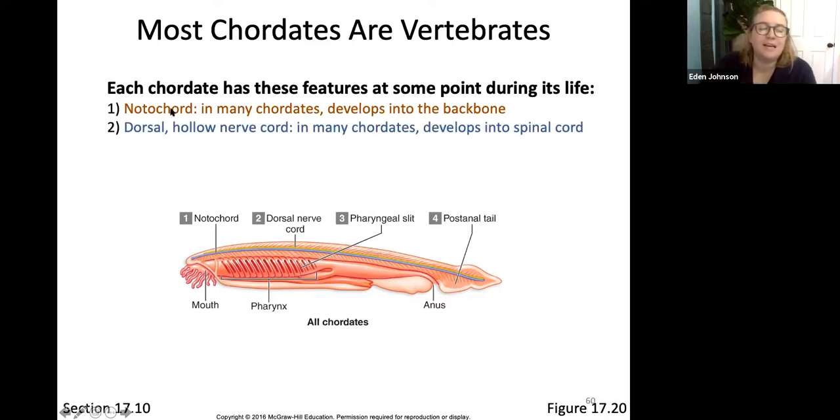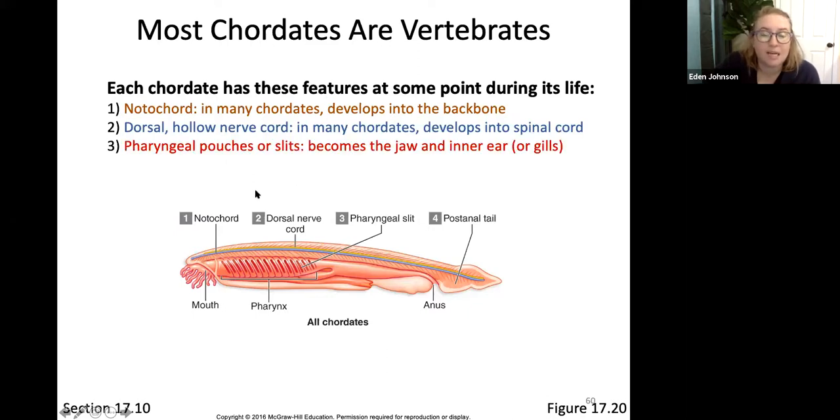Number 2 is a dorsal hollow nerve cord, and that dorsal hollow nerve cord is right above that blue notochord. It's in yellow, if you can see that. So basically a nerve bundle. In many chordates, it's going to develop into the spinal cord. Then you've got these pharyngeal slits, pharyngeal pouches or pharyngeal slits. These are going to become the jaw and inner ear, or gills if you have an aquatic organism.